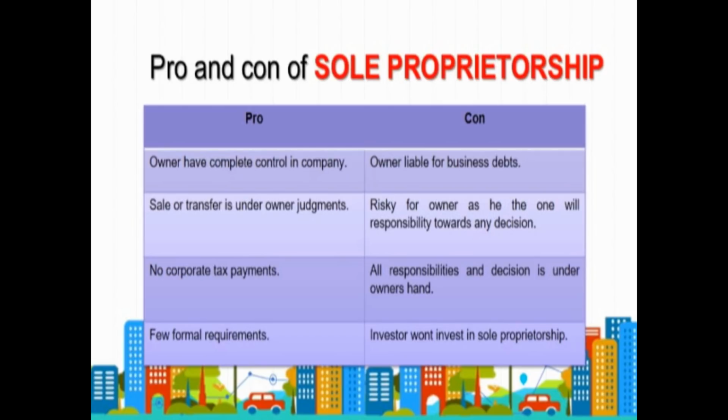Okay, con ataupun dia punya disadvantage, owner liable for business debt. If anything happens to the business, of course owner needs to pay every kind of debt that is available. Sometimes dia akan guna duit sendirilah. Okay, the second one is risky for owner as he is the only one with the responsibility towards any decision. So it's quite risky lah for the company. Because anything happens in the company, owner will take responsibilities. Okay, sama dengan third one lah, all responsibilities and decisions are under owner's hand.